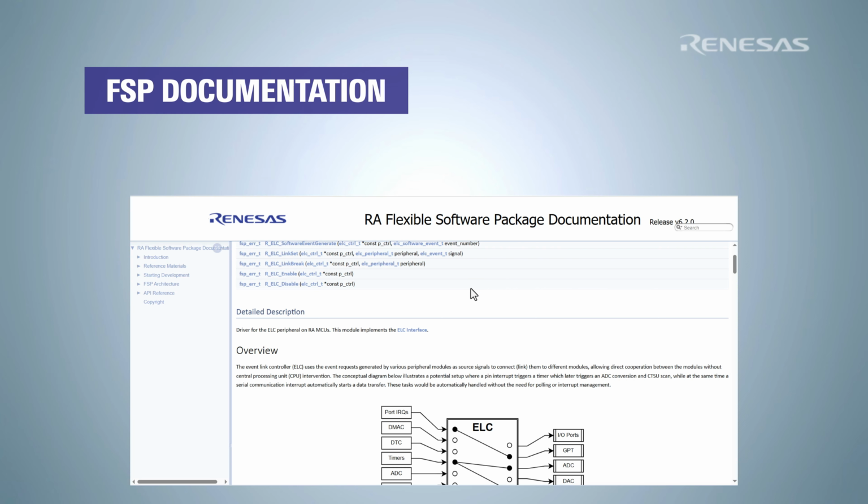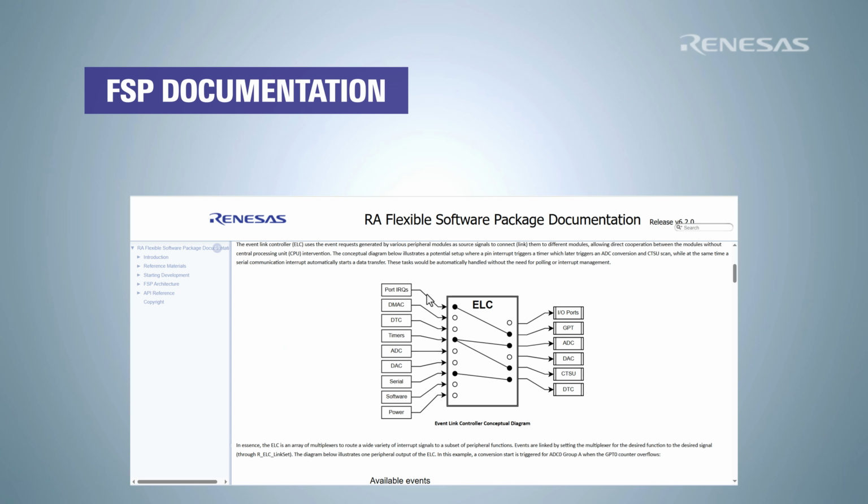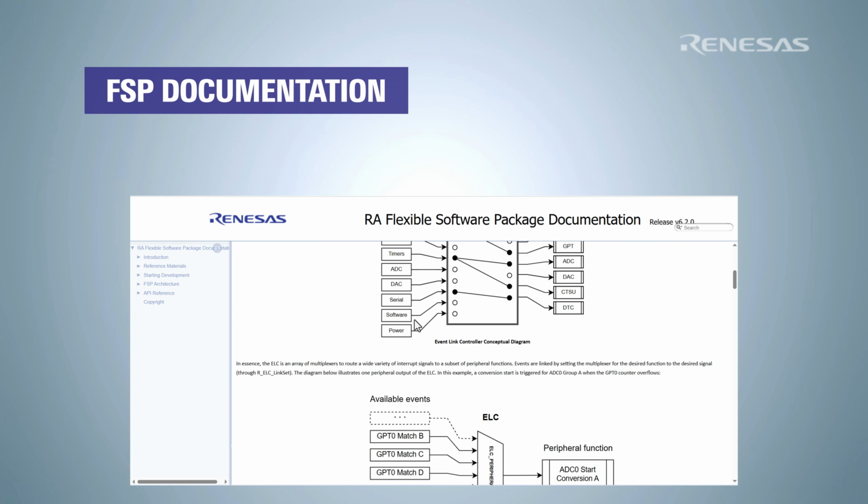As described in the FSP documentation, the ELC is a powerful feature of RA6M5 microcontrollers that allows peripherals to communicate directly with each other without CPU intervention, improving efficiency and reducing processing overhead. As you can observe in this document, the event link controller acts like a hardware connection system that links different modules such as software events, timers, ADCs, and other peripherals, allowing them to trigger each other automatically.